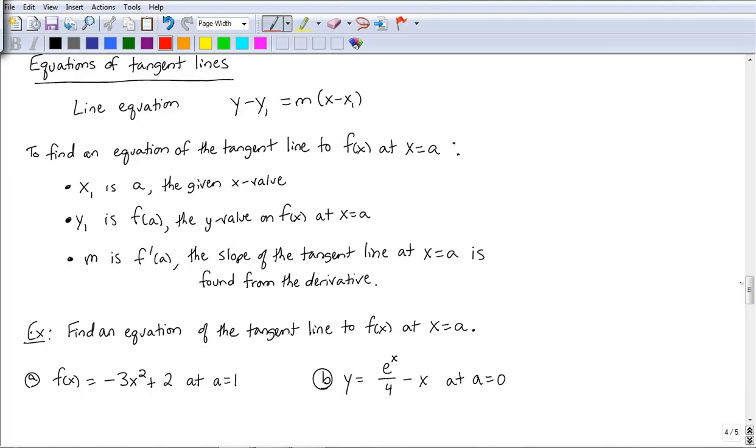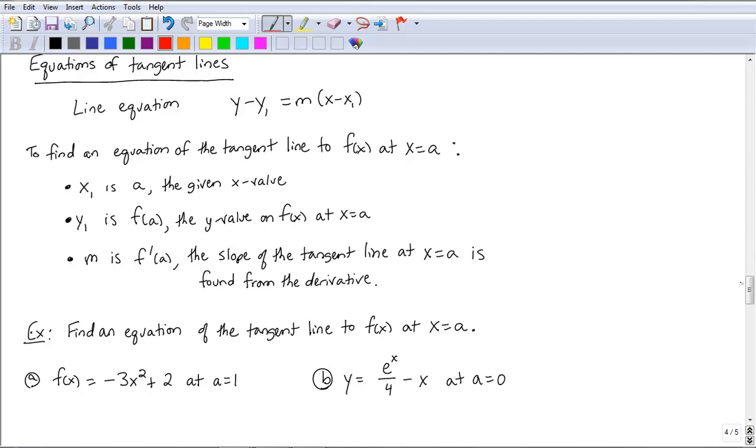Equations of tangent lines. The derivative, the whole purpose of a derivative is to get us the slope of a tangent line. That's what the derivative does. It gives you the slope of the tangent line at a point. And so to come up with an equation of a tangent line, remember the tangent line we talked about before?